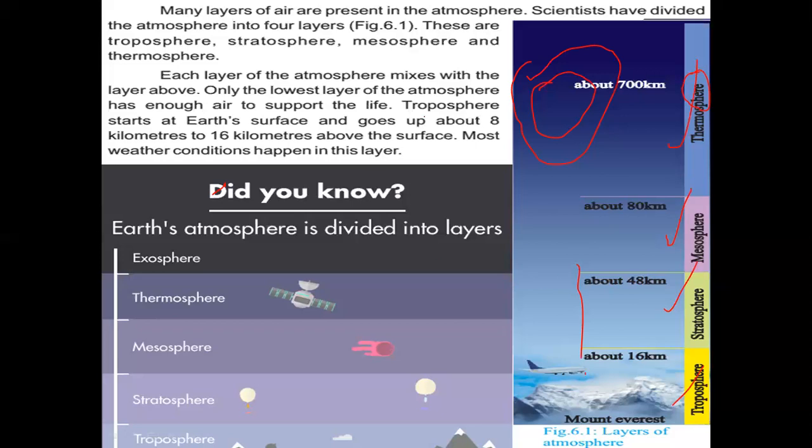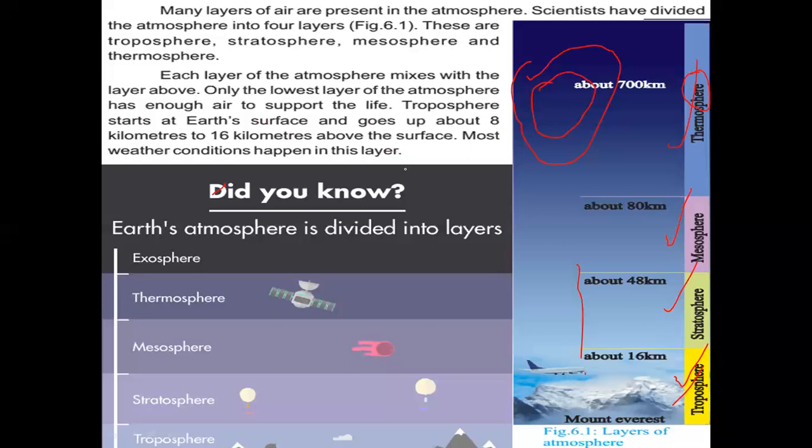Only the lowest layer of atmosphere has enough air to support life, where we live on the earth. Near to the earth is the first layer, that is called troposphere, which means it is on top of the surface of the earth. Troposphere starts at Earth's surface and goes up about 8 kilometers to 16 kilometers above the surface.